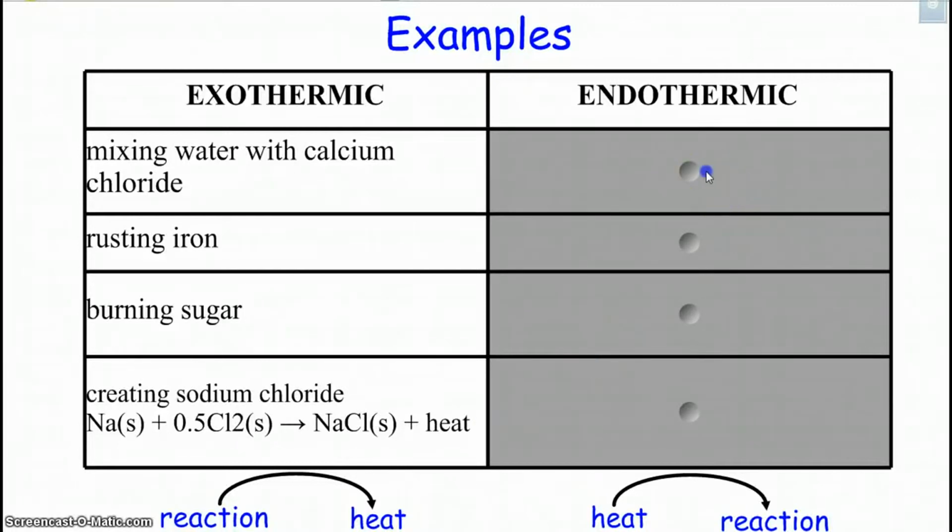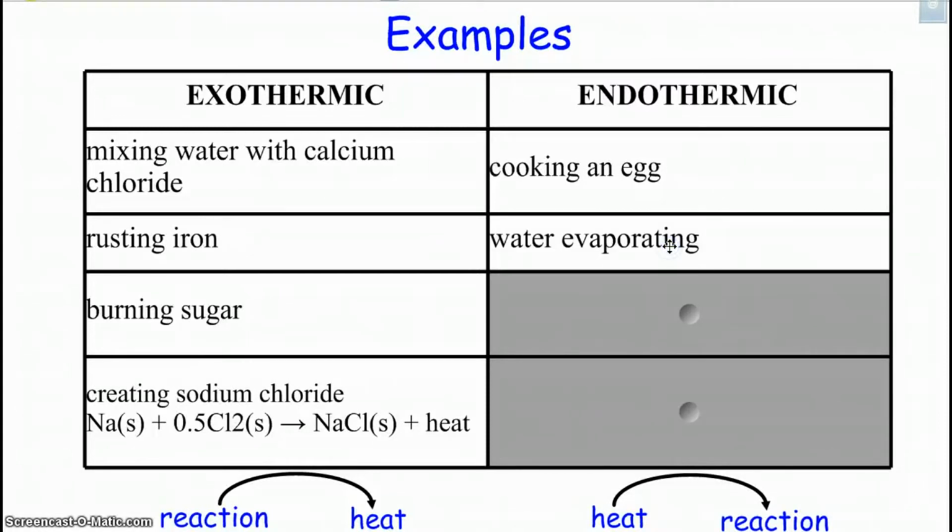Maybe. Okay, endothermic. Endothermic, we already went over cooking of an egg. Heat is going into it. And so, because heat is going into it, the reaction happens. That egg becomes more like a salad. Which, by the way, is not a change in state of matter. Water evaporating. The water is absorbing the heat energy, and so it evaporates. So, water evaporating is an endothermic reaction.